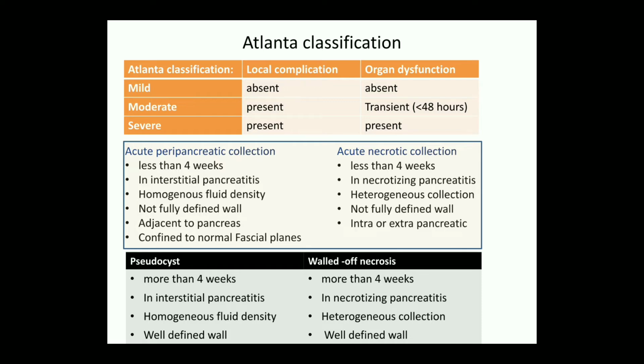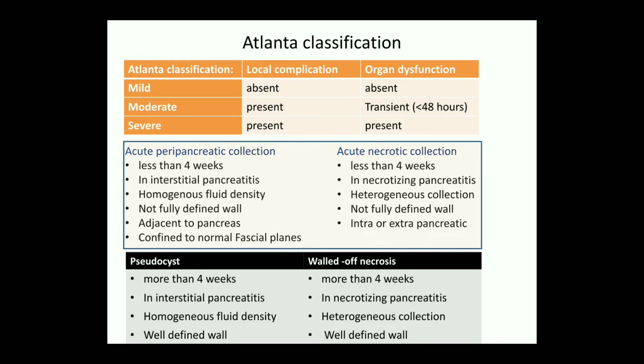Under the Atlanta classification, we have four definitions: acute peripancreatic collection, acute necrotic collection, pseudocyst, and walled-off necrosis. We need to know about each of these. In order to memorize it better, if there is the word acute, it means it will be less than 4 weeks, and because it is an acute case, the wall will not be fully defined. And if there is the word necrotic, it means that the collection will be a heterogeneous collection.